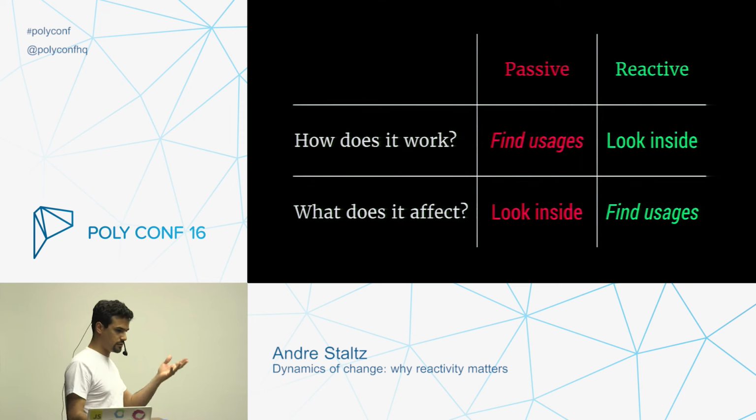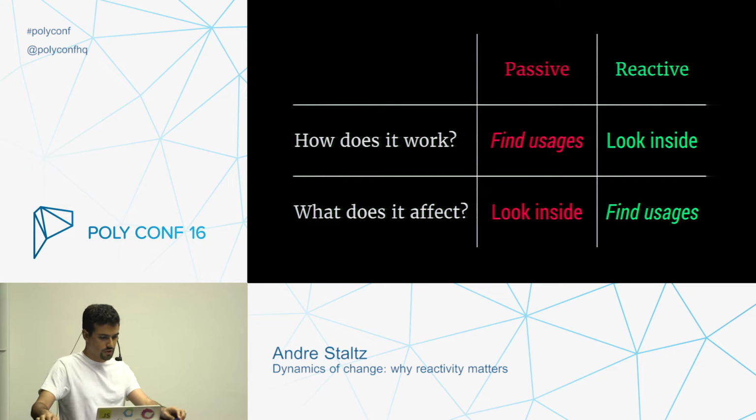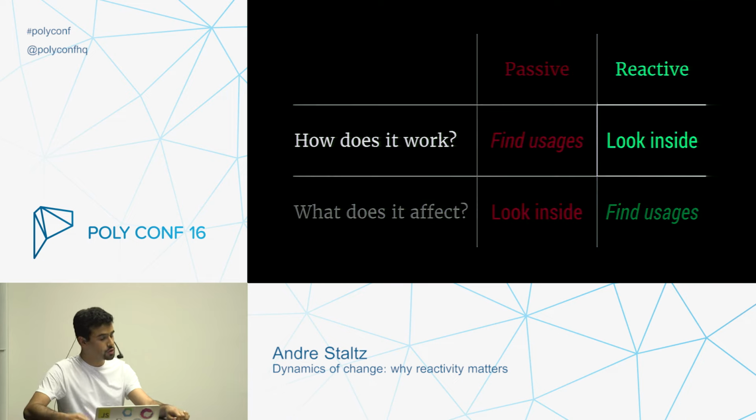So passive and reactive are dual to each other in this regard. In both cases, you have some use case where you need to find usages, some use case where you need to look inside. So can we say that one is better than the other? They look so balanced. But the thing is that you usually want to know first, how does this module work? And then once you know how it works, you can answer, what are the other things that it affects?